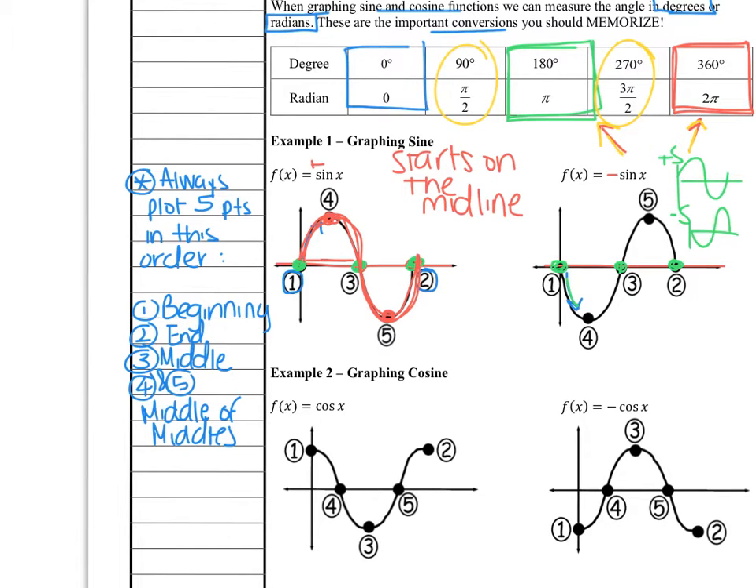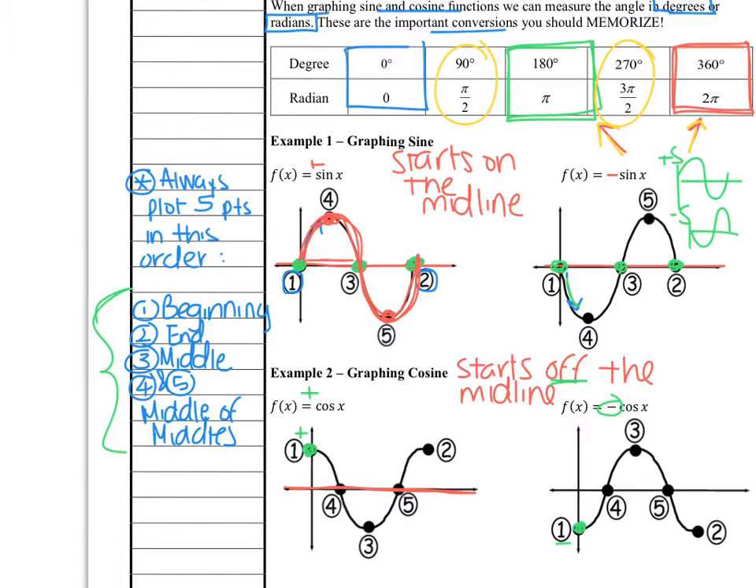Now if we move into cosine, we're still going to plot in this same order, but cosine always starts off the line. Starts off the midline. Have our midline right here. You'll notice that on positive cosine, we're starting above the line. On negative cosine, we're starting below the line. And so you'll notice, again, positive starts up high, negative starts down low. And that's for cosine, starting off the midline.